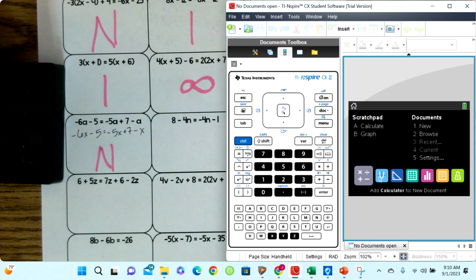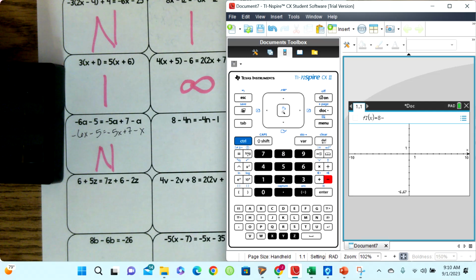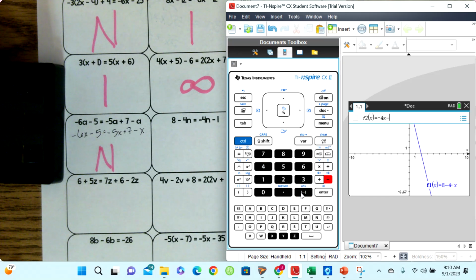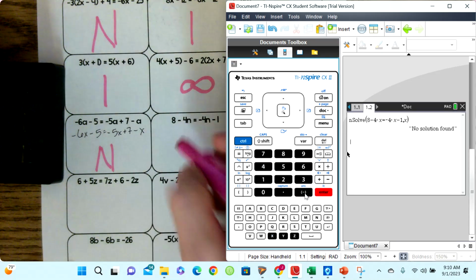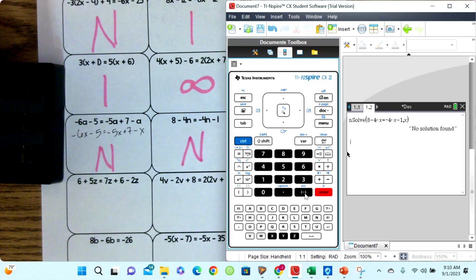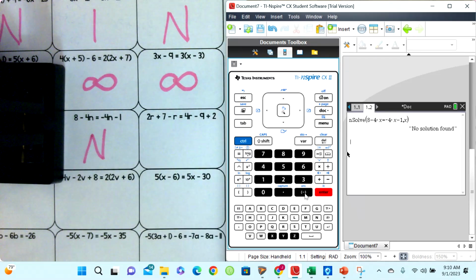So if we go back to the graph, and we do this next one here again, remember x's. So I'm going to put 8 minus 4x. Press the down arrow key. Negative 4x minus 1. I'm going to hit enter. Again, they look like they're parallel. If you want to check and make sure they're parallel, go back and put it in menu 3.1, comma x, no solution. So that one for sure will tell you no solution. Everything else you need to put in the graph and make sure.